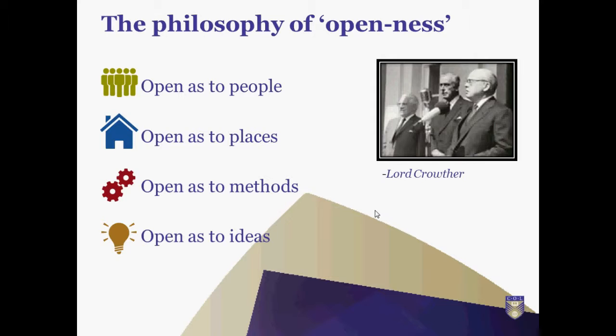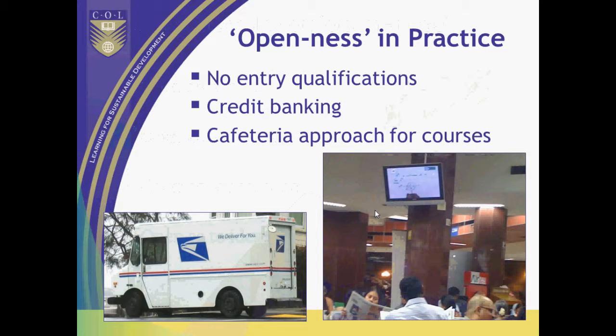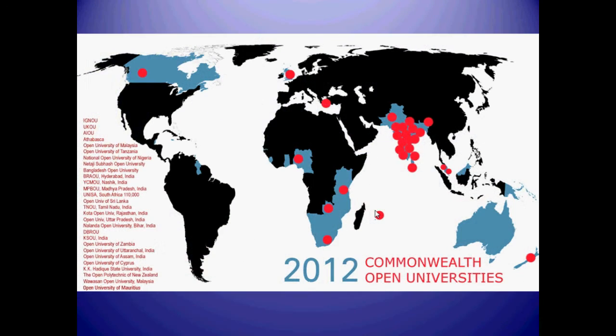Open universities were oriented towards the massification of higher education. Many open universities do not insist on entry qualifications, allow learners to accumulate credits at their own pace and convenience, and are flexible enough to allow learners to choose the courses they wish to study towards their qualifications. If you look at the growth of open universities in the Commonwealth, in 1988, there were only 10 open universities in the Commonwealth. 25 years later, and you can see this here with the red dots, the number of open universities has tripled.